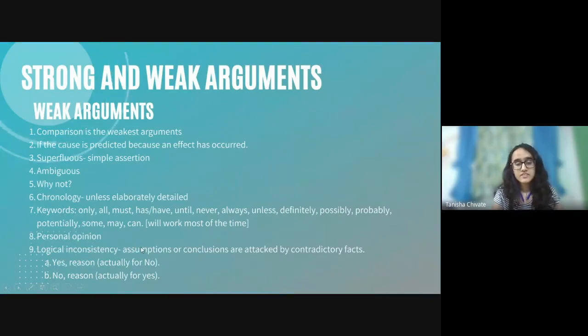Logical inconsistency. So when the assumptions or conclusions in the particular passage are attacked by contradictory facts, it is a weak argument. Or sometimes you have an option where the first part says yes, and the latter part which explains the reason says no. Or the second option is no, and the reason stated is a positive reason. So basically, these are logically inconsistent options, and therefore just strike them out. Don't even read the further part of it.